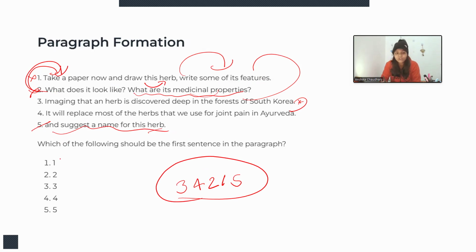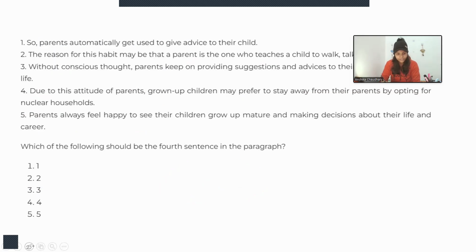Now what is it asking for? Which of the following should be the first sentence in the paragraph? That means the third, imagine that an herb, right? So this will be the correct answer. I hope it is clear to you. Let's move on to the next question.